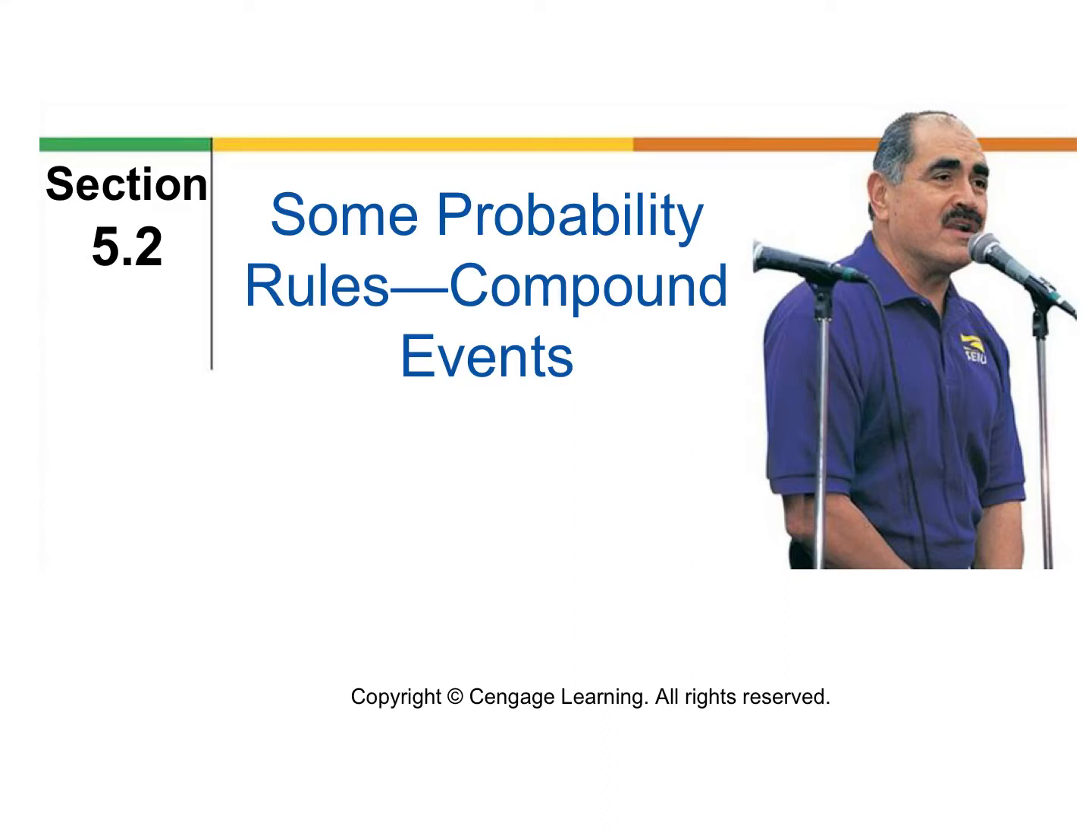All right, honor stats, here we go. This is section 5.2, dealing with probability and compound events. You'll see with compound events, there are two compound events. One is called a conjunction, which uses the word and, and one is called a disjunction, which uses the word or.